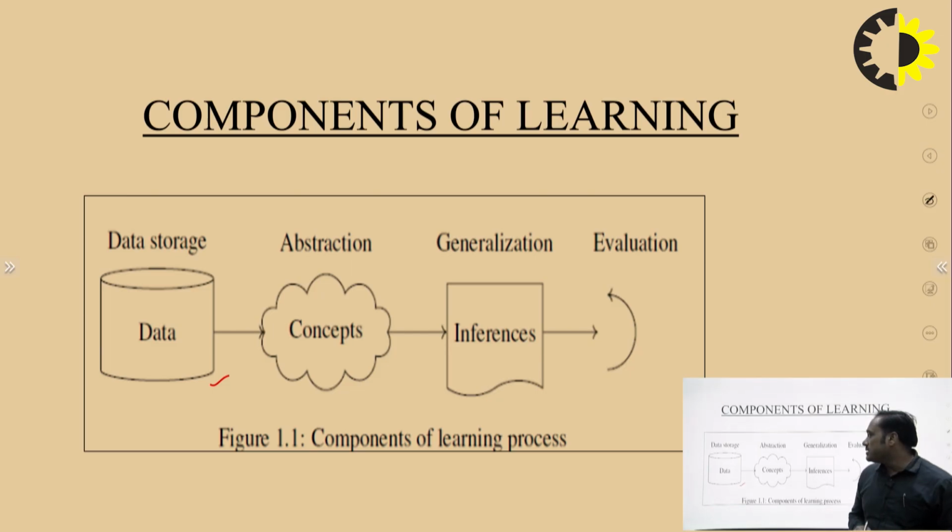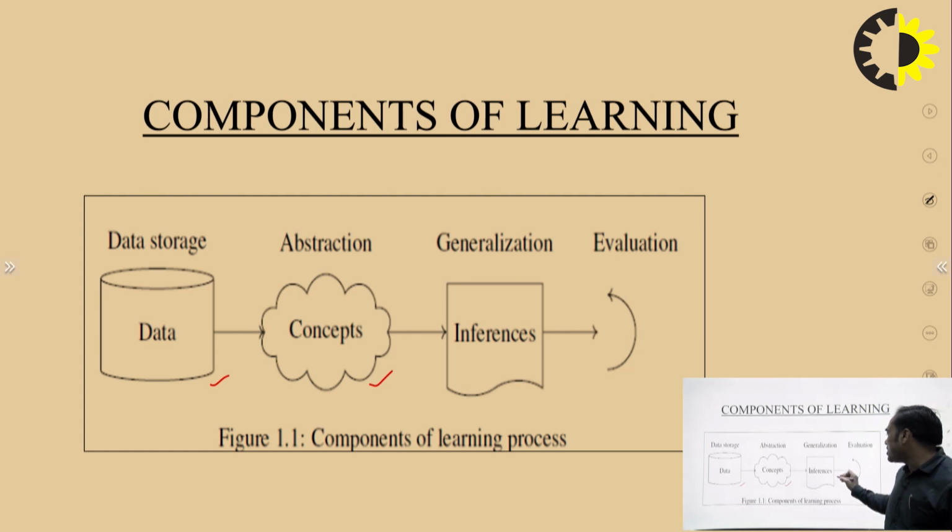The second part is abstraction. In abstraction, we are basically abstracting the real information that we need. Abstraction is concerned with the concept. What top concept we are going to access, what data you want to access, that is important in the form of abstraction.